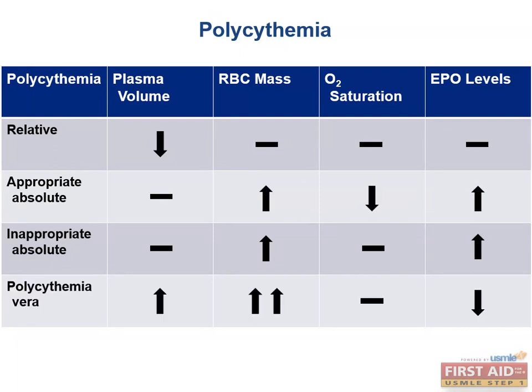Polycythemia vera involves an increase in red blood cell mass that exceeds the increase in plasma volume, resulting in an increased hematocrit. The high RBC mass causes an appropriate downregulation of EPO production. Polycythemia vera is distinct in that it is a primary polycythemia, as opposed to the other types that are secondary polycythemias. These secondary polycythemias occur secondary to some other signal or process.